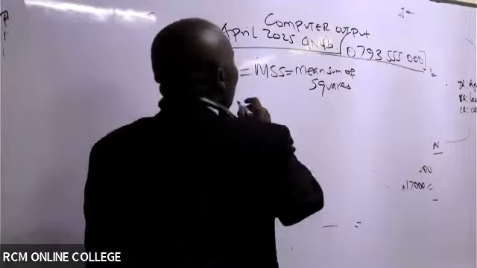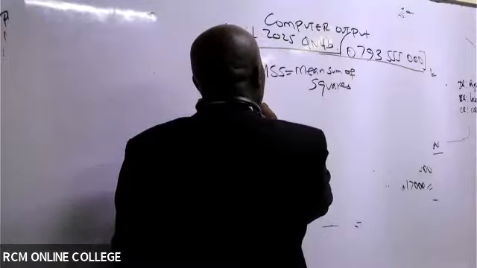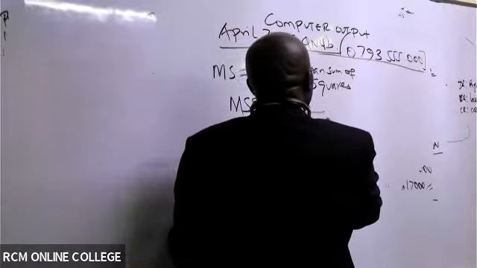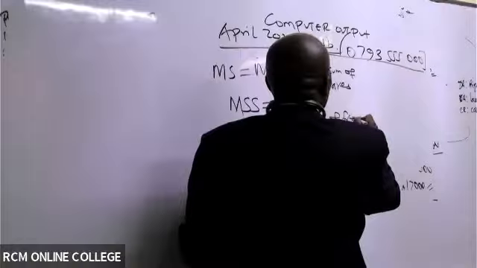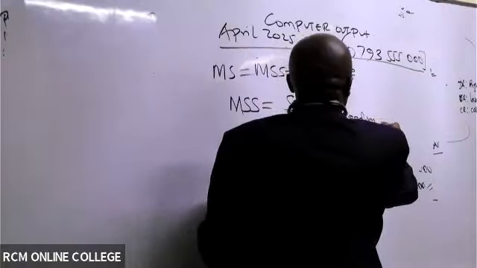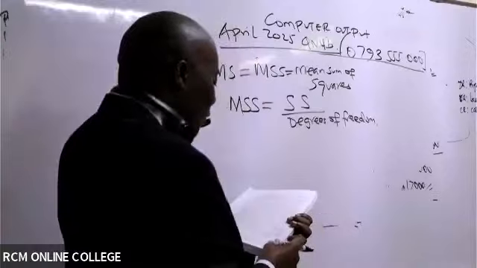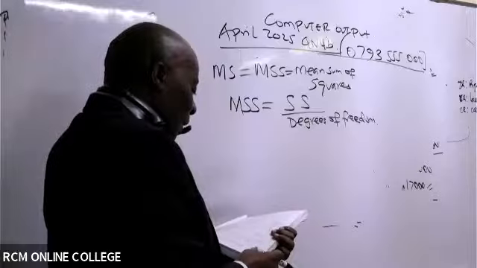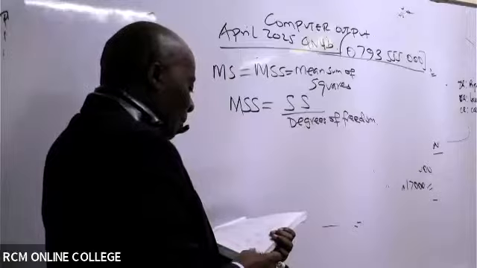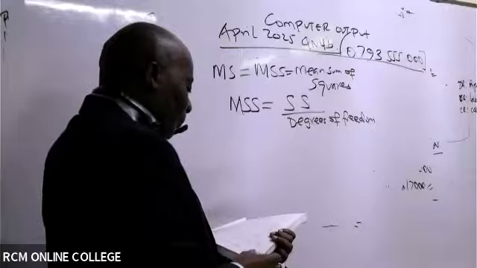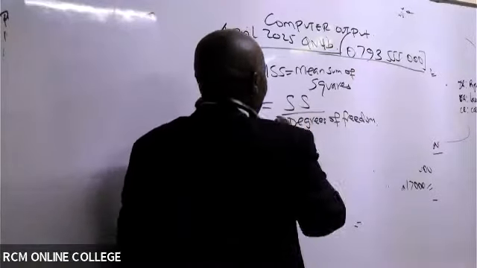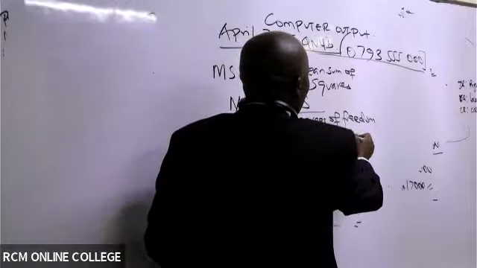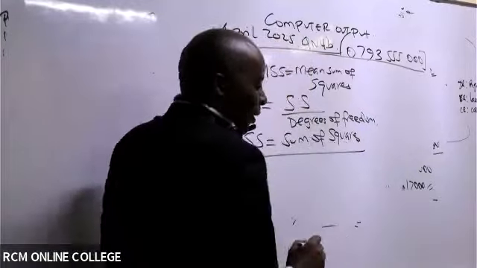How do I get this mean sum of squares? To get this mean sum of squares, we normally take sum of squares divided by degrees of freedom. Anytime, ladies and gentlemen, they want us to get mean sum of squares, we shall always take this SS. And by the way, SS stands for sum of what? Sum of squares. Yes, very, very important.